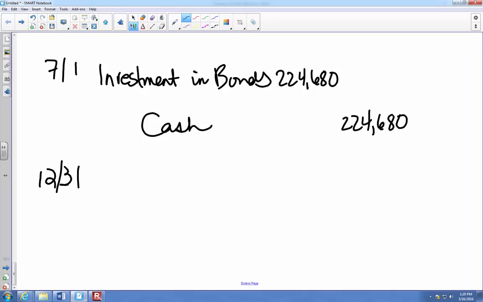Principal times rate times time, and make sure that you understand whether you're using the 200,000 or the 224,680. Which one's the principal? Just the 200,000.